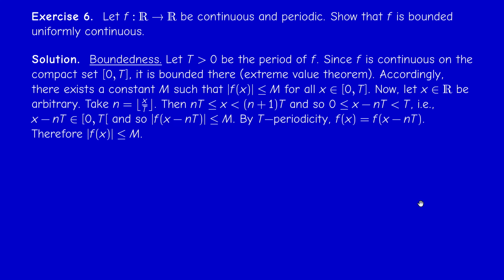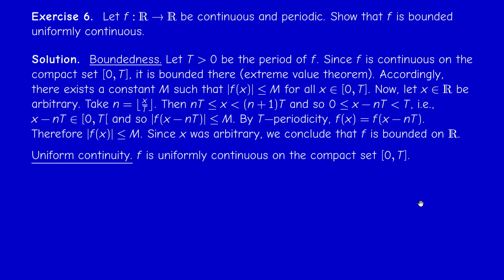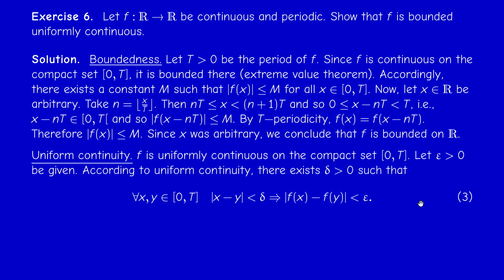Now uniform continuity is a little bit trickier. Let epsilon be a given positive number, which is arbitrary. Now, on the compact interval [0, t], f is uniformly continuous by the Heine-Borel theorem because it's continuous. So continuous on a compact set means uniformly continuous. So I can find a number delta that depends on epsilon and t, such that this condition holds. This is the condition of uniform continuity on the interval [0, t].